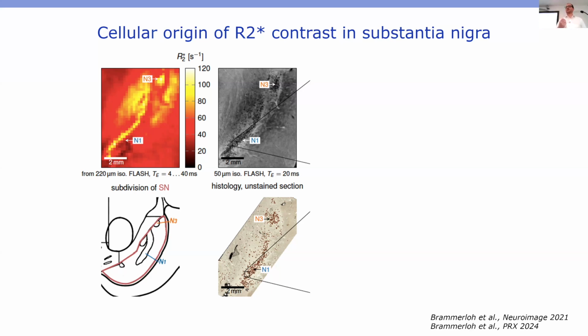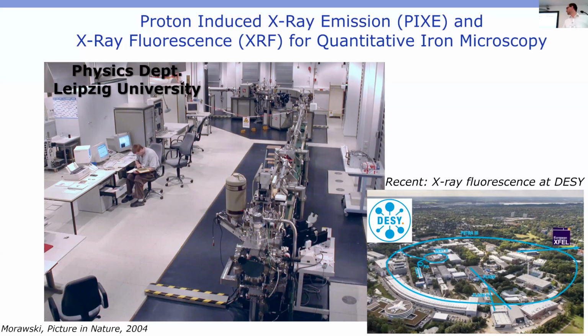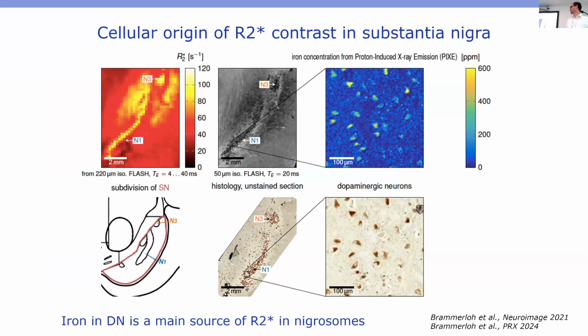But obviously, you can't get that resolution in vivo. So you need to think about how you can use lower spatial resolution and still get information about these neurons. For that, our PhD student, Malte Grammerloh, brought out the big guns. He went to Hamburg, to the German Electron Synchrotron, took the tissue sample, the substantia nigra, put it in there, and did X-ray fluorescence. X-ray fluorescence gives you, at subcellular resolution, the iron concentration. So he could measure the iron concentration very precisely in these cells.